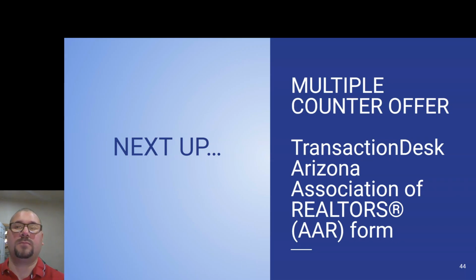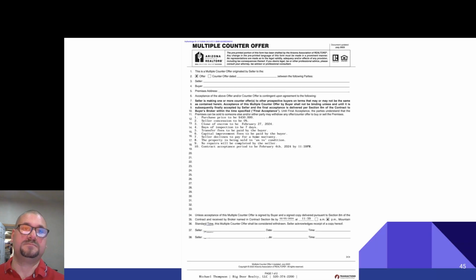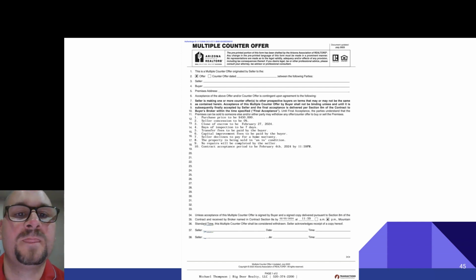Then you could do a multiple counter offer. Say you get two offers at the same time. So this is how you really help out your seller. So you put everything in here. So this is multiple counter offer, and you're going to send it to both of your buyers at the same time. So seller is making one or more counter offer. So once you submit, don't give them the counter offer, give them the multiple counter offer. So now the buyer is on notice that there's more people bidding on the same house.